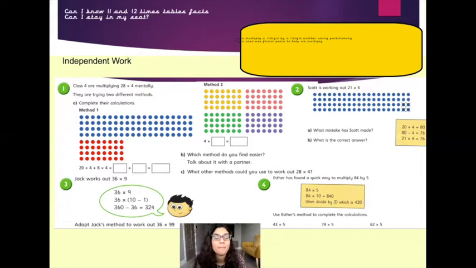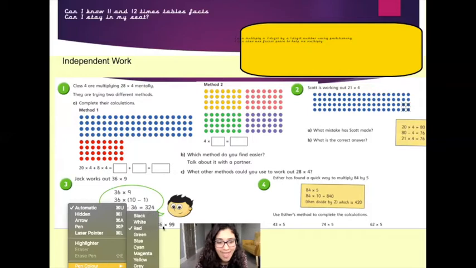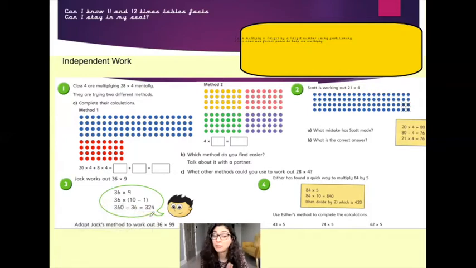We have question number 1. Class 4 are multiplying 28 times 4 mentally. They are trying 2 different methods. So part A says, complete their calculations. Right, so their calculation has started off with 20 times 4 plus 8 times 4. So I'm going to take my pen and complete that sum for them.